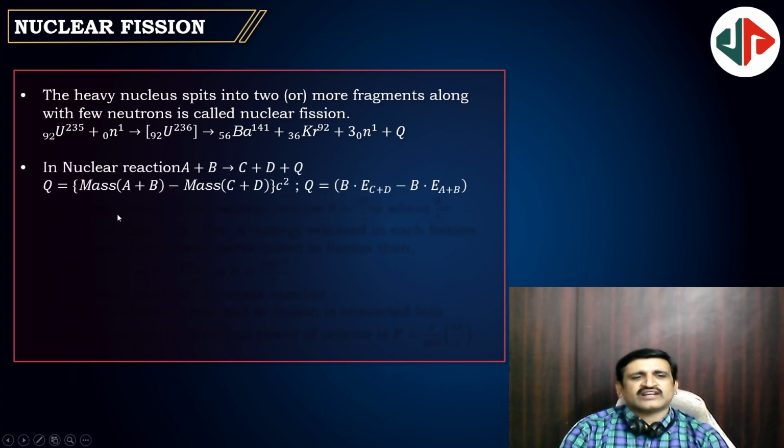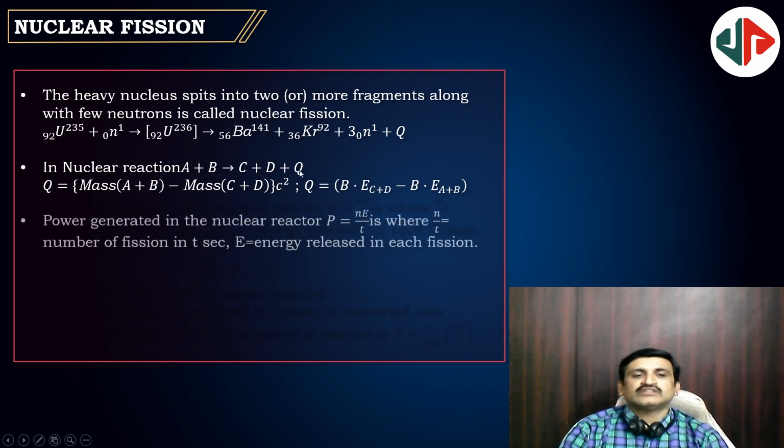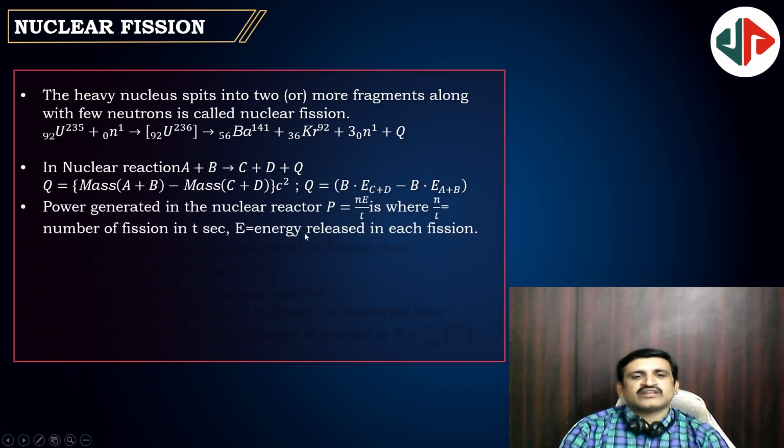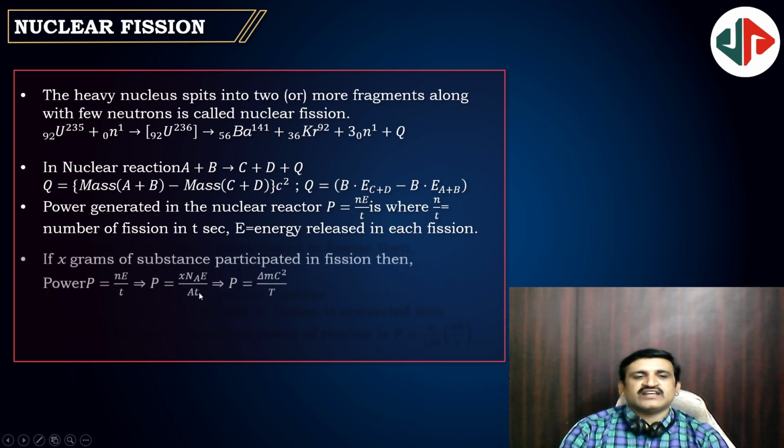In a nuclear reaction, take the masses of A plus B as reactants and the masses of C plus D as products. If you take the difference, the mass defect into c square will give you the energy liberated. So masses of products minus masses of reactants, into c square. Power generated by the nuclear reactor P equals Ne by t, where N by t is the number of fissions occurring per given time, and E is the energy released.